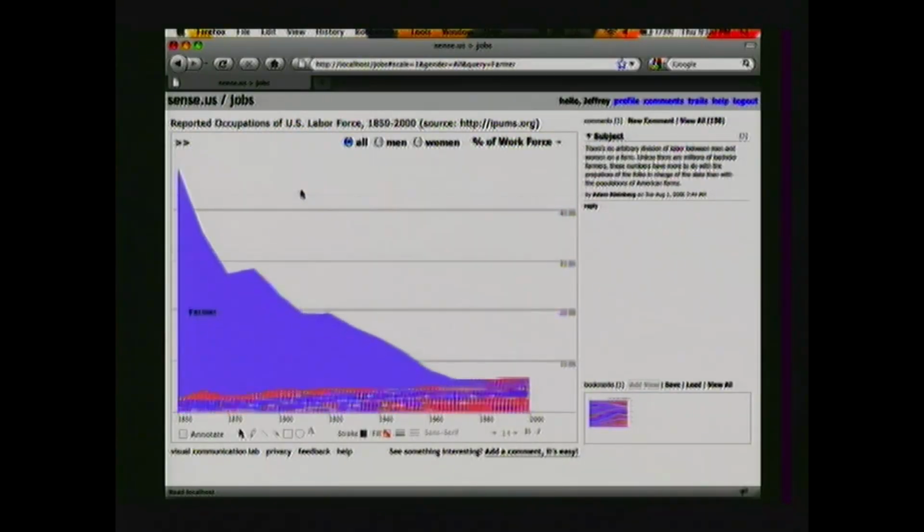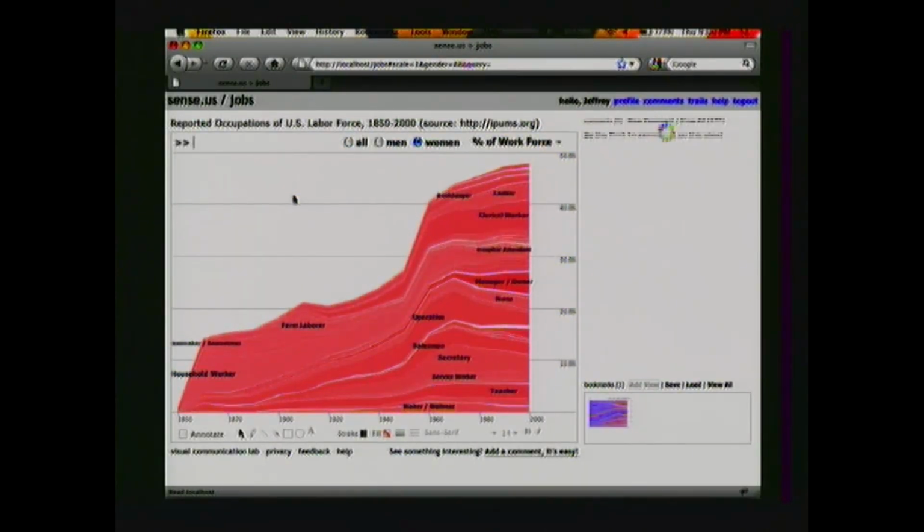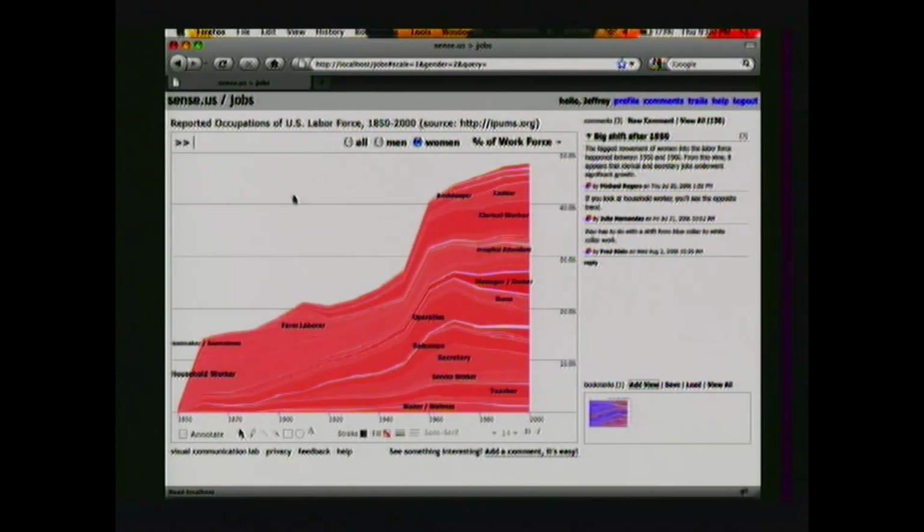So let's look at some other quick examples. I can go back to this overview. In addition, I might filter by gender. So by doing this, for example, I more clearly see that dramatic rise of women in the labor force that occurred after World War II. And this, of course, led to some conversation. In this case, a person comments on it and also used graphical annotation techniques to highlight exactly the trend that they're talking about. And this sparked some conversation. For example, one person noted, well, yes, if you look at household worker, it seems to be the opposite trend. So a lot of times, interesting observations would spark responses.